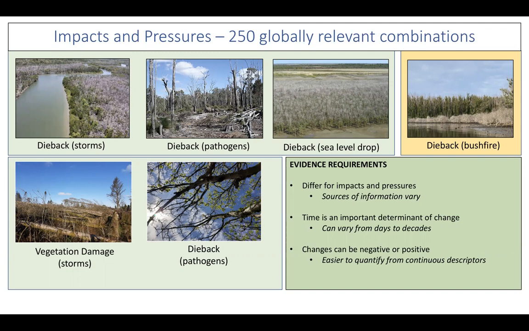So evidence requirements are different for impacts and pressures. The sources of information vary. Time is also included in the evidence base. So we have a way of describing the time-varying manifestation of these impacts. And change can be negative or positive. So you actually can have positive pressure, which might be a restoration of the ecosystems, for example. So it's an interesting process, but it's actually one that's globally applicable.